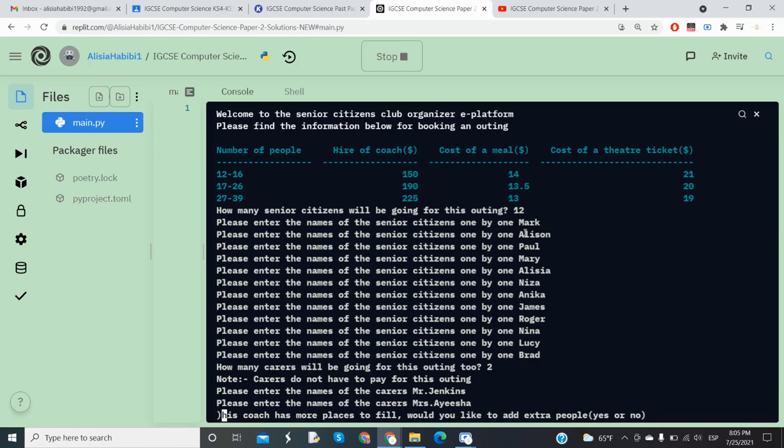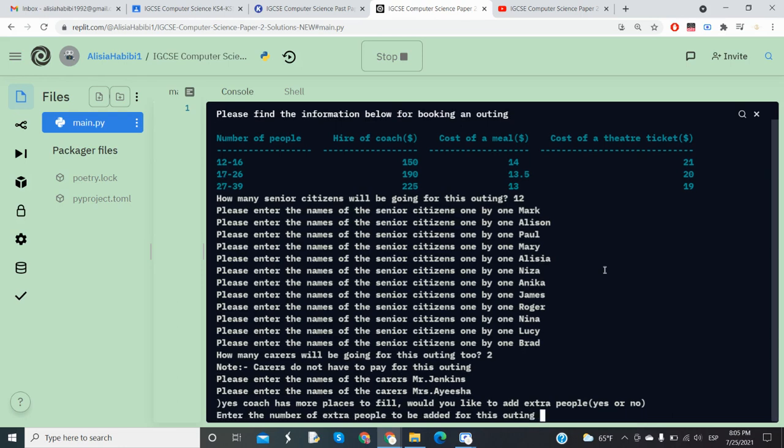And then now it says this coach has more places to fill. Would you like to add extra people? Guys, this goes towards the end. As you can see, the cursor is on the left side. I think it's something from Replit, but when you run this in your normal Python, it's going to come normally to the right side where you can click yes. For some reason, this goes towards the end. So I'm going to say yes.